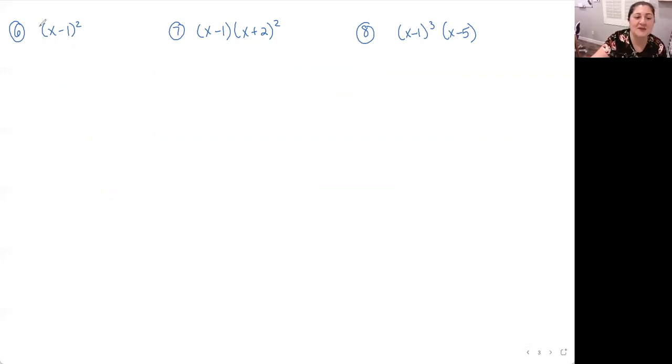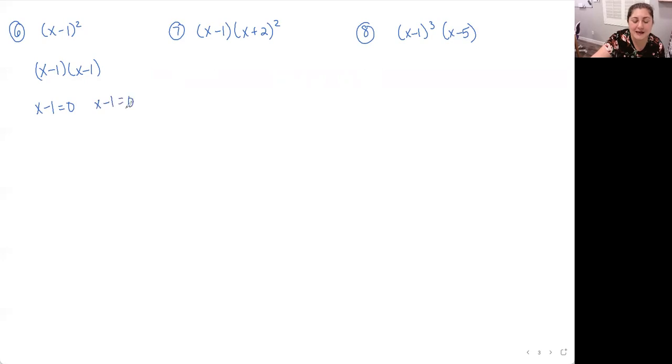Okay, so in this case, we know that when something is squared, we're going to take this number and multiply it by itself, right? So we're going to have x minus 1 and x minus 1. Well, this looks just like the very first problem that we did, right? We're going to still set each of these equal to 0.